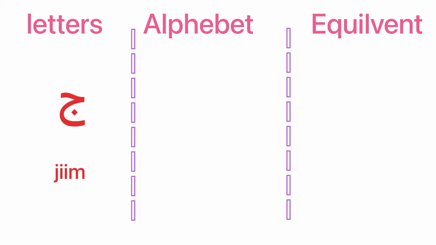Jim for J, but more like the sound in the word measurement. Try to make it a J, as in measurement. Ha is more related to the letter H, but being honest with you, it cannot be aligned with or equivalent to any word in English, so it would be equivalent to null. You just have to memorize ha for h, like this.